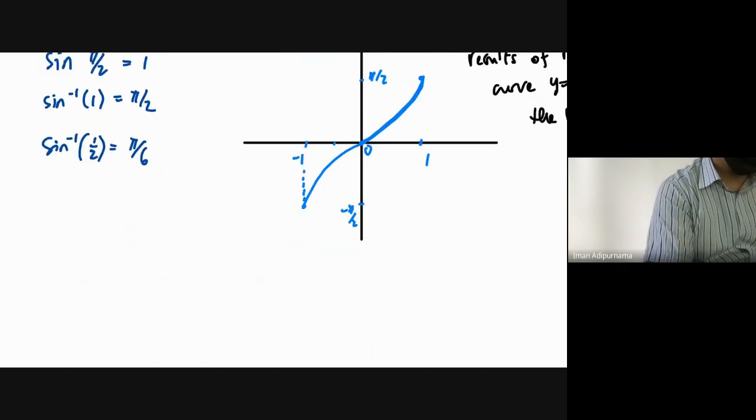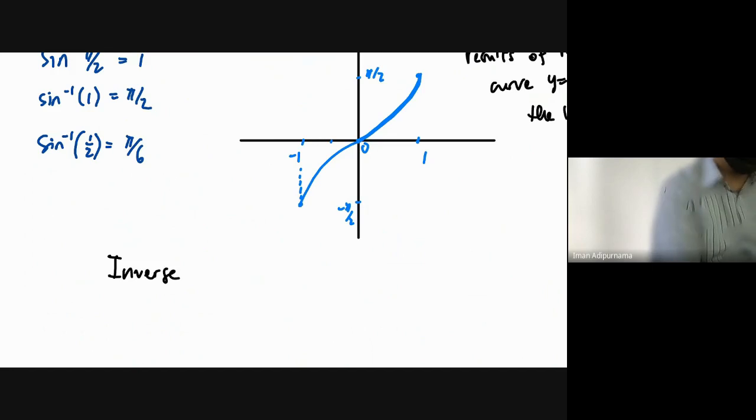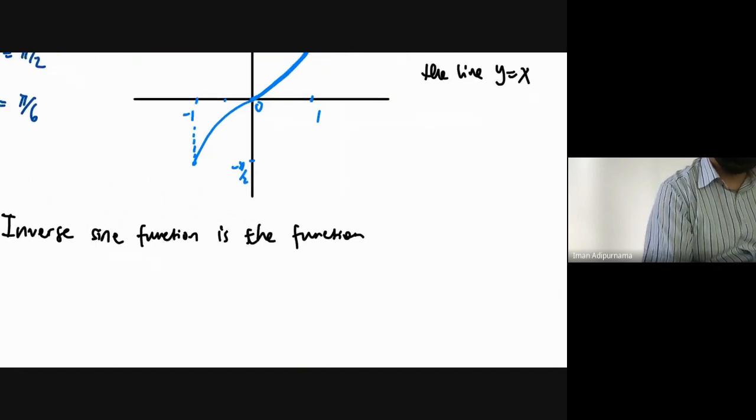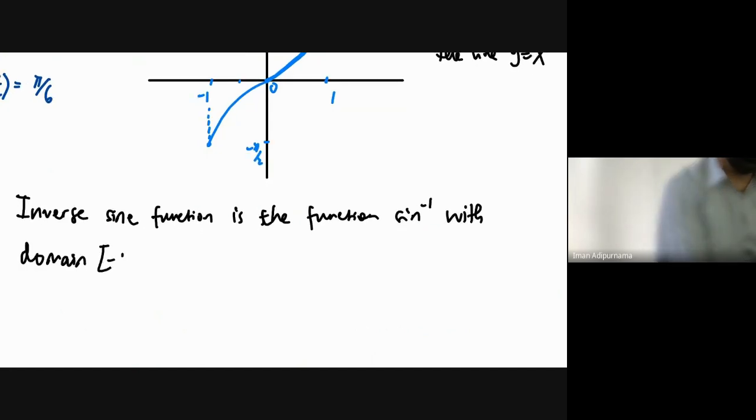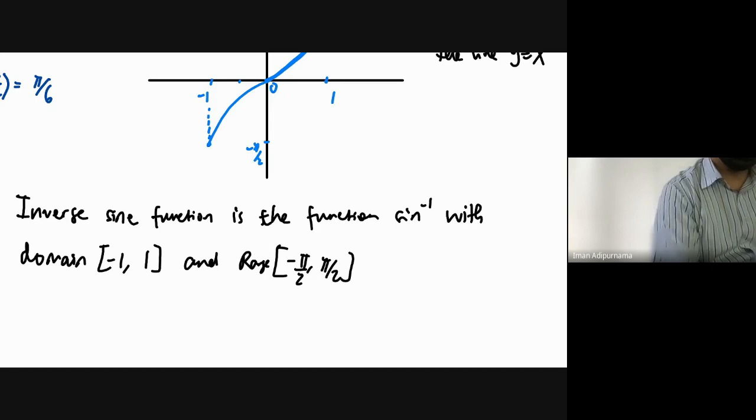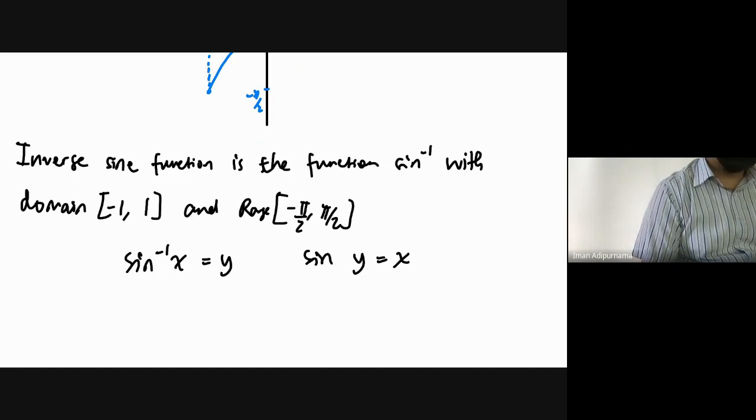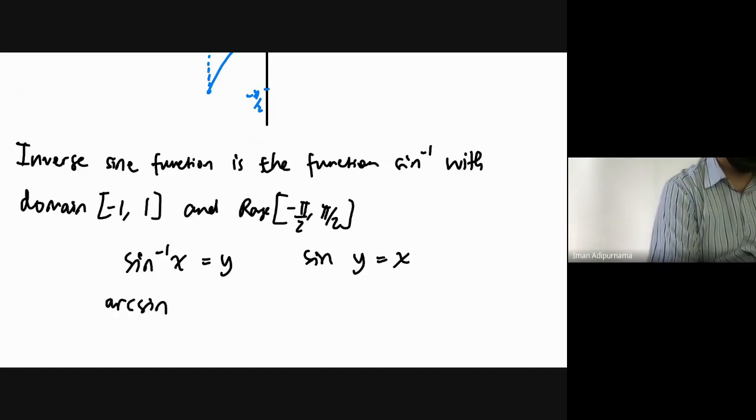Okay, so the inverse function from here, we can define that inverse sine is the function sine inverse with domain from -1 to 1, and range, this is the range, from negative pi over 2 to pi over 2, and defined by. You can also write this as arc sine, or arcsine, yeah, I think arc sine.